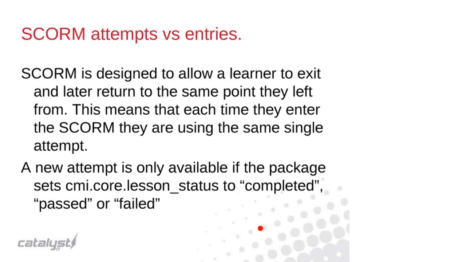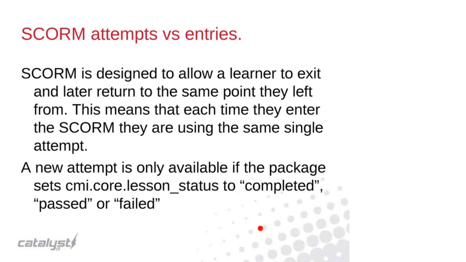A new attempt in SCORM is only available if the SCORM package sets the core lesson status parameter. It's just a parameter that the package can set. It must set it to completed, passed, or failed. If it doesn't set the package to any of those three options, then each time the user enters the SCORM, they'll be entering the same single attempt.